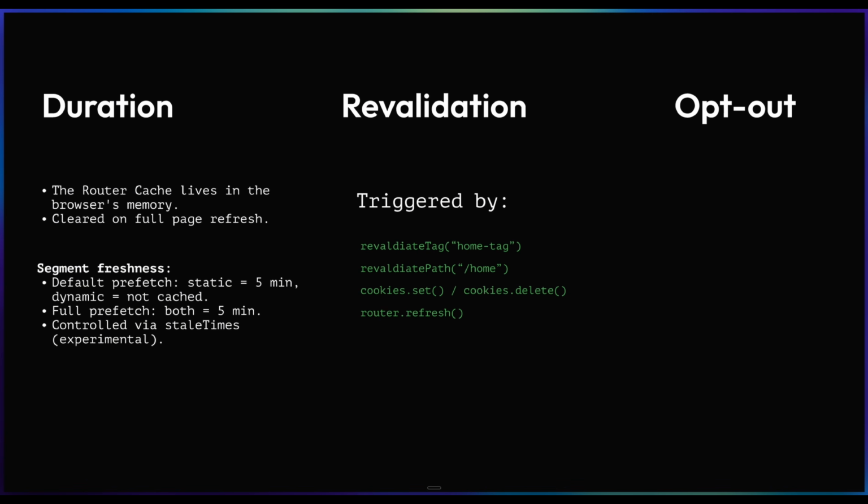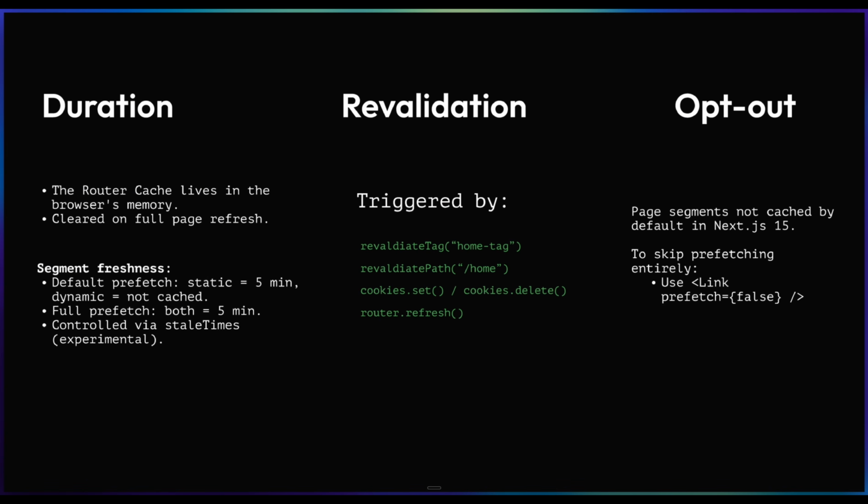And finally, to opt out, as of this Next.js version, page segments are opted out by default. If you don't want to prefetch at all, then you can set prefetch to false on the Link component. So to sum it up quickly, this cache kicks in after the first visit, boosts speed by caching route segments like layouts and loading states, and works quietly behind the scenes to make navigations feel smoother.